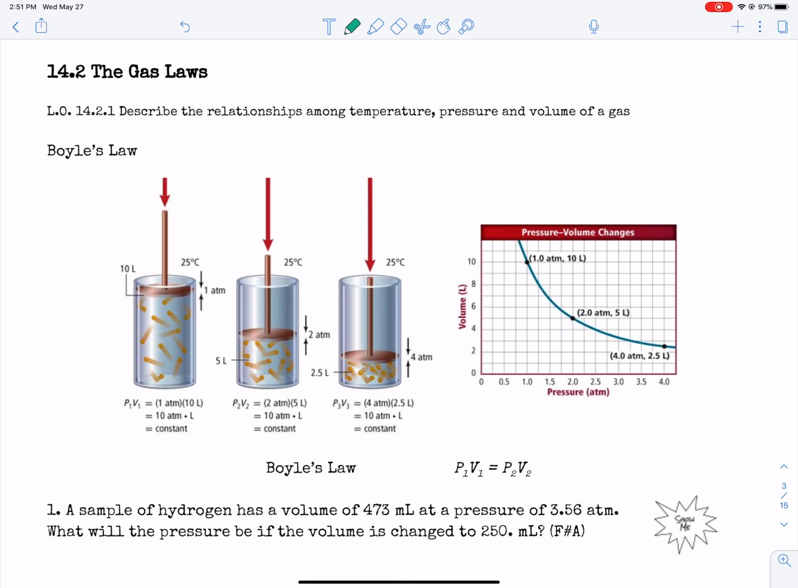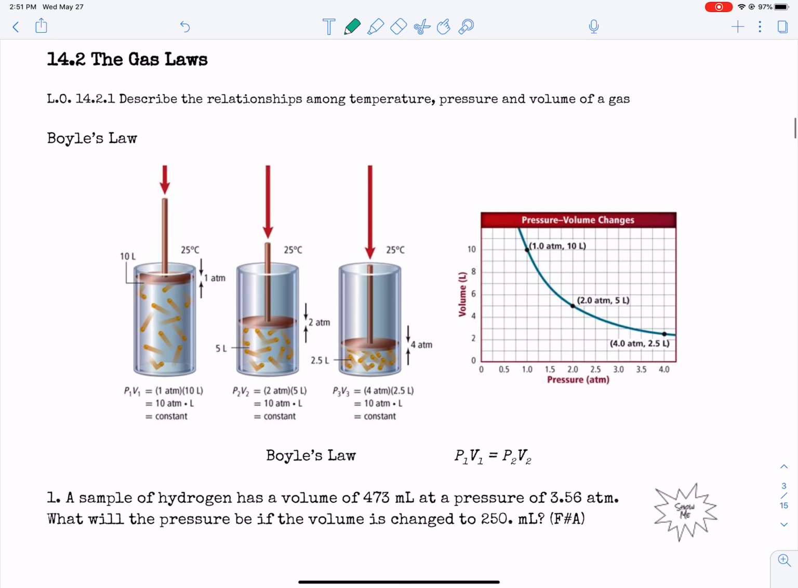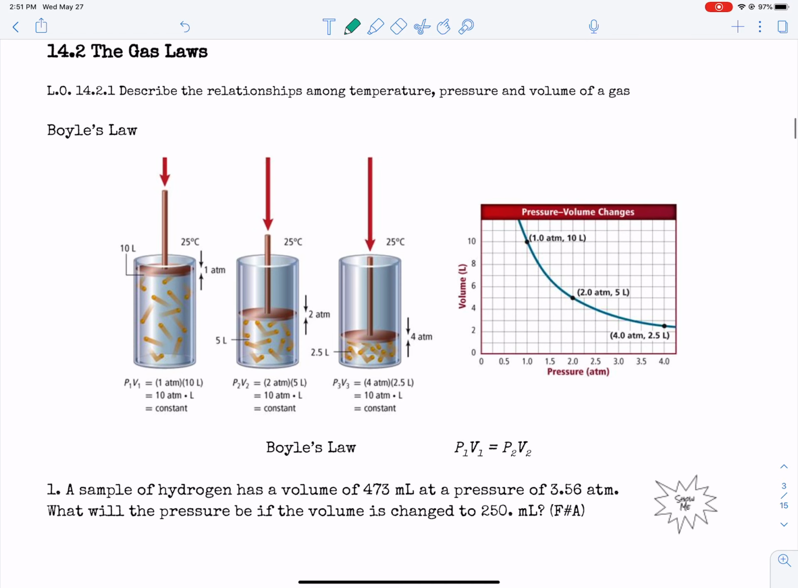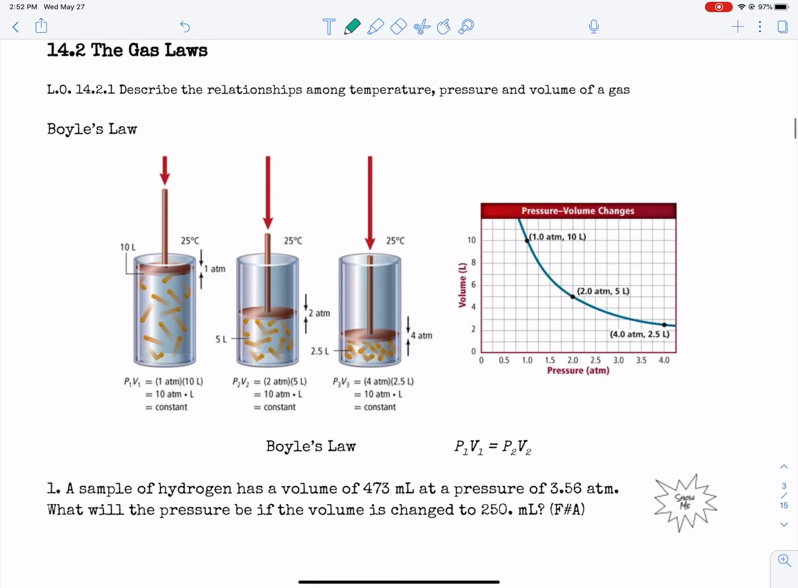So now we're going to go into this mathematically. Last chapter we did very little math. This is going to be a lot of math in chapter 14. The first thing that we're going to do are the gas laws. And one of your videos for this chapter is going to be from one of the gas laws that we look at in this section.